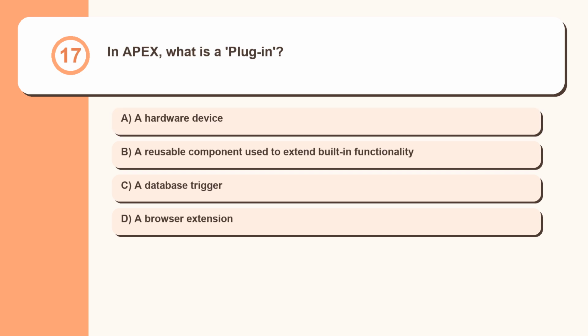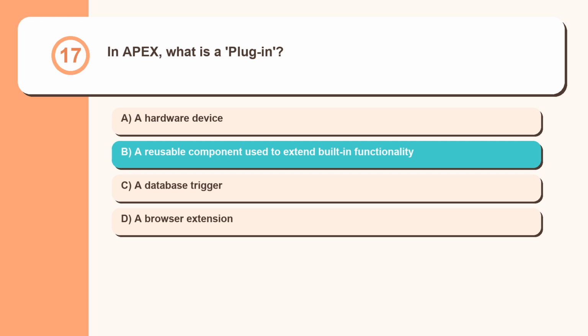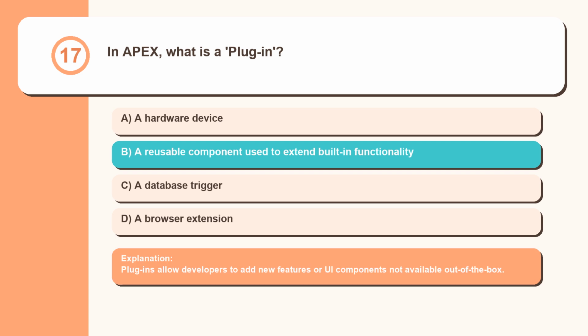Question 17. In Apex, what is a plugin? A hardware device. A reusable component used to extend built-in functionality. A database trigger. A browser extension. Plugins allow developers to add new features or UI components not available out of the box.